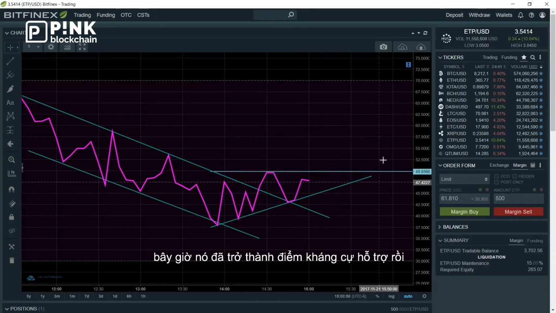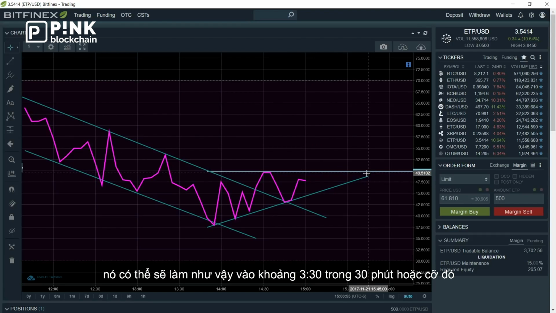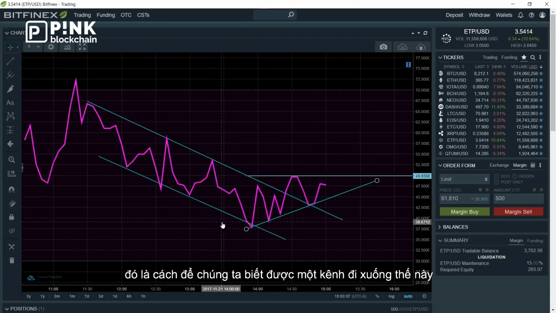It's going to squeeze into here and then break up to the upside in just a few minutes. It's probably going to do it around 3:30, like in 30 minutes or so, okay? So that's how we know that it channeled down here like that.